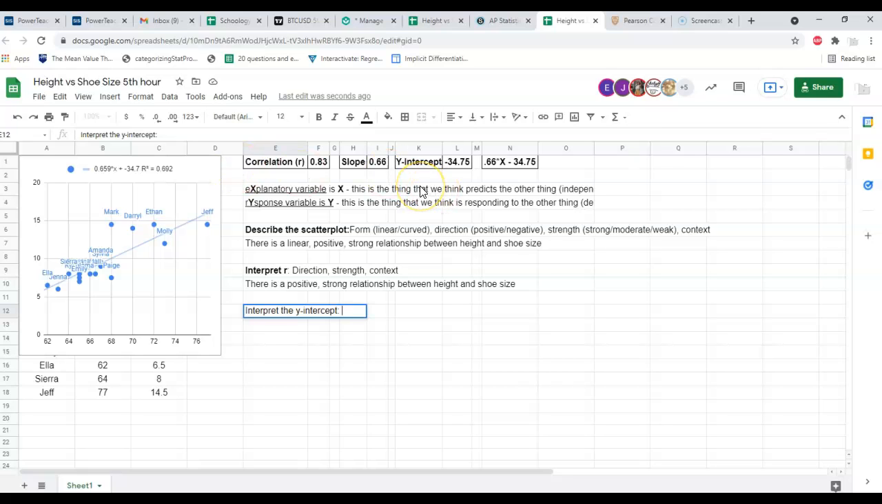So, first of all, what is the y-intercept? Negative 34.75. So it's up here in your equation. I don't know if you guys can see that. I wrote it again over here, but it's the number that's not next to the x, right? Because the number next to the x is your slope.